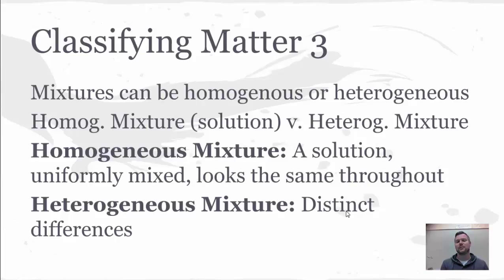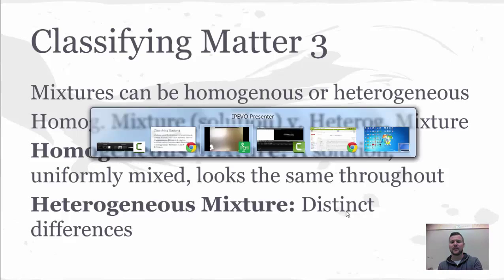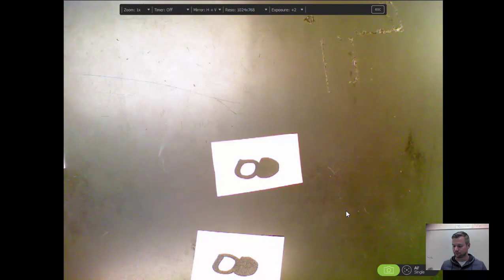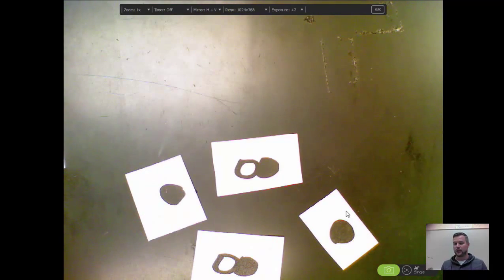Now, mixtures can be either homogeneous mixtures or heterogeneous mixtures. So we're describing the kind of mixture. Is it the same throughout, uniformly mixed like a homogeneous mixture, which is also known as a solution? Or are we talking about a heterogeneous mixture where we can see some distinct differences in that mixture? So microscopically, a mixture has to have two different substances. So the shaded and unshaded, we could have some of those. And then we could have the just shaded circles.